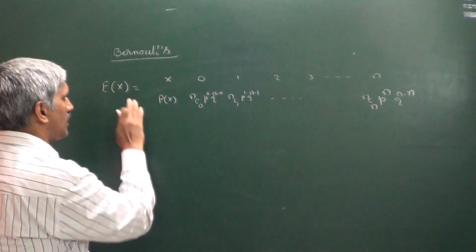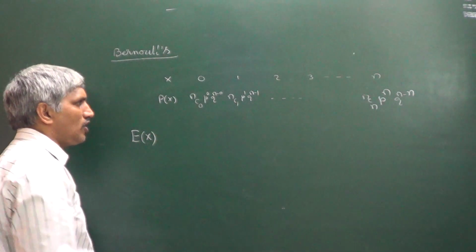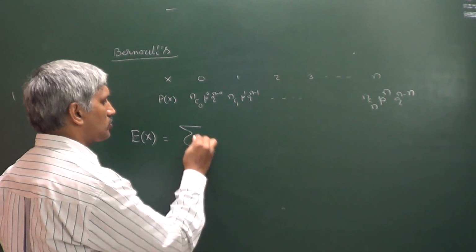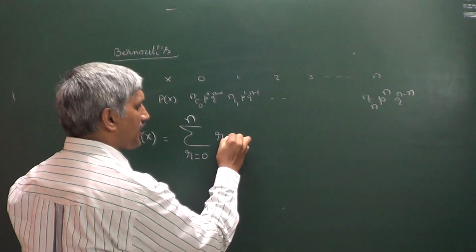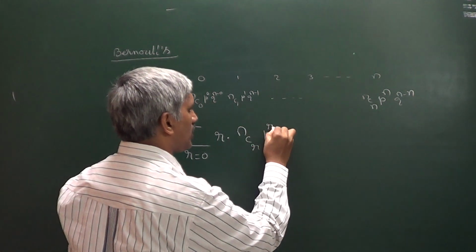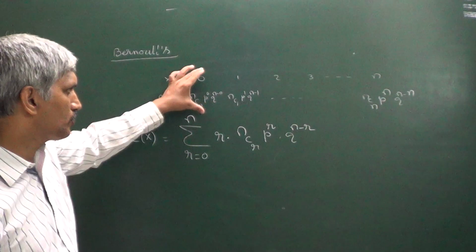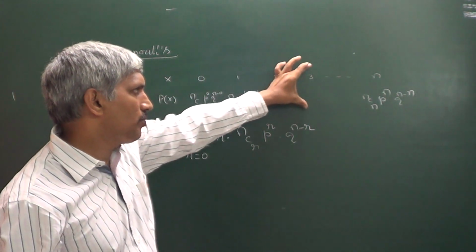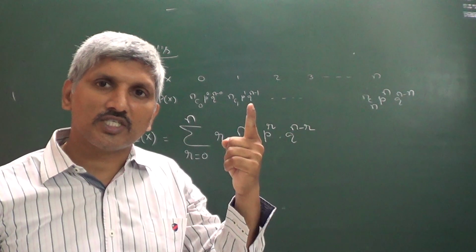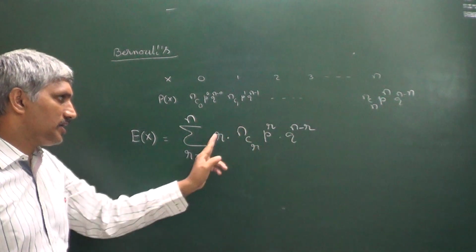Mean is nothing but, we are calling this one the expectation of x, that is equal to summation r equals 0 to n of r into nCr into success power r into failure power n minus r. This product summation is nothing but the mean. Earlier also we discussed summation pi xi.